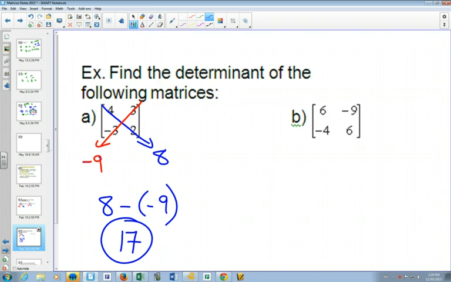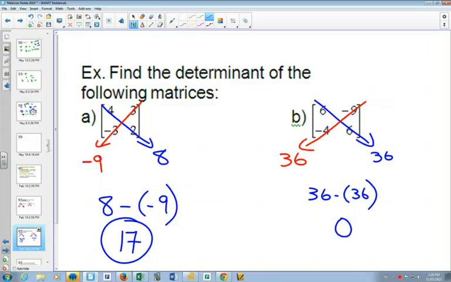Same thing for the second one. 6 times 6, 36. Negative 4 times negative 9, 36. 36 minus the 36 gives you 0. So one of these has a determinant of 17, the other one has a determinant of 0.